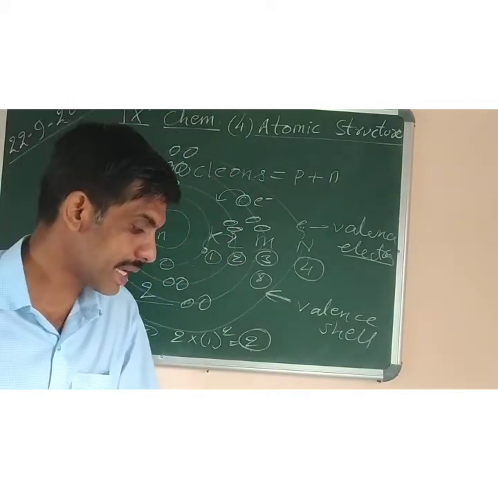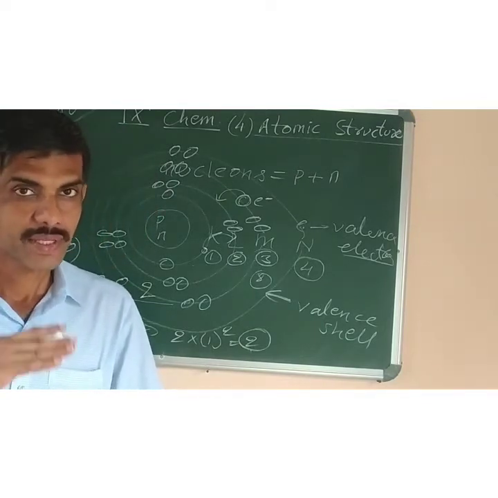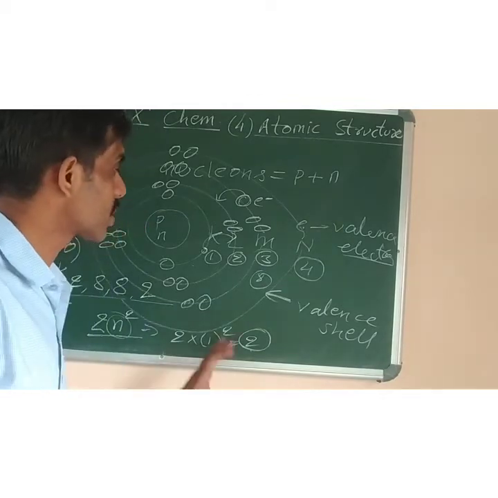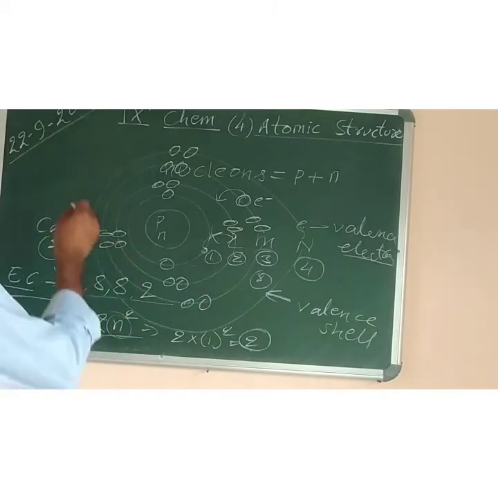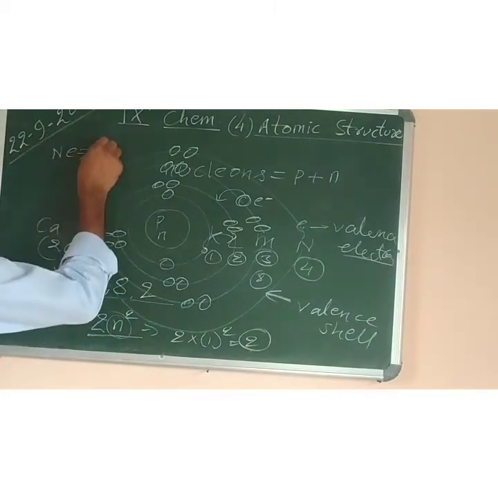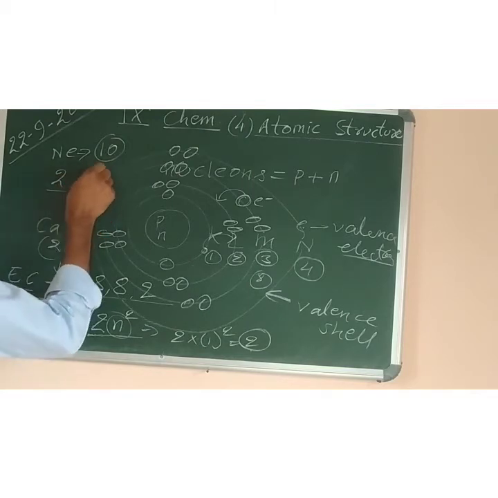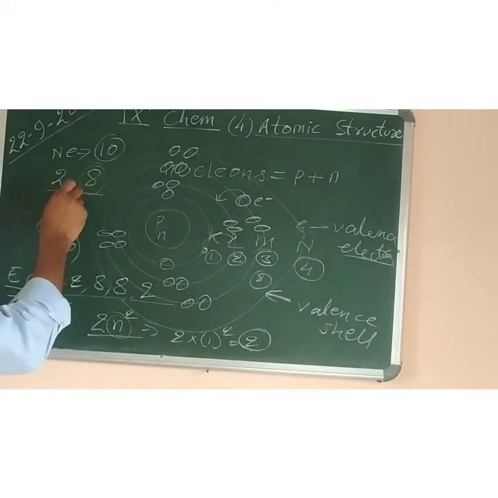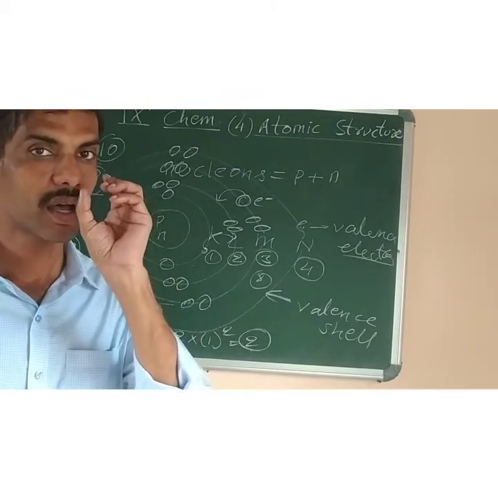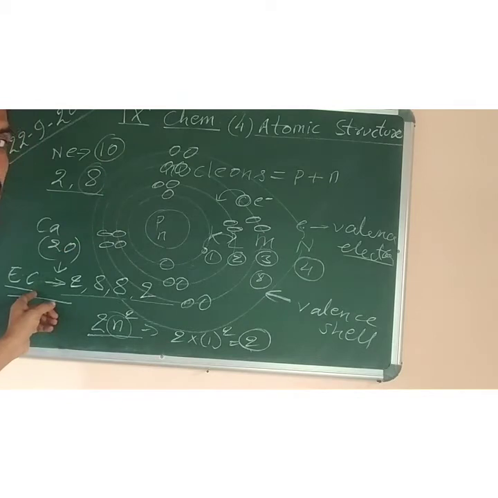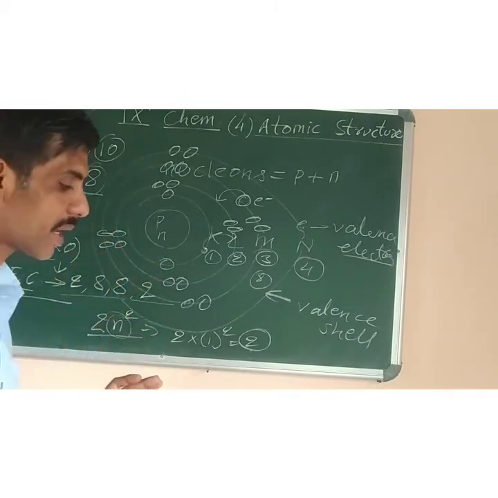Now next we have to study stable configuration. What is the meaning of stable configuration? Such an element which has its outermost shell completely filled with electrons. For example, take neon. Neon, which is a noble gas, has atomic number 10. It means 2 in the first shell, 8 in the second shell. So the outermost shell, the second shell, contains 8 electrons, which is completely filled. So such an electronic configuration in which the outermost shell is completely filled with electrons is called stable configuration.